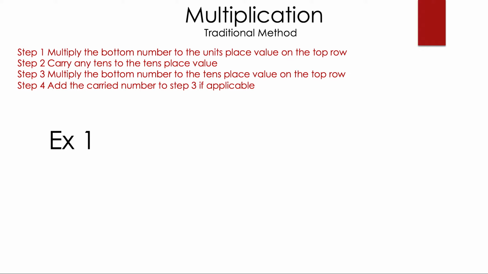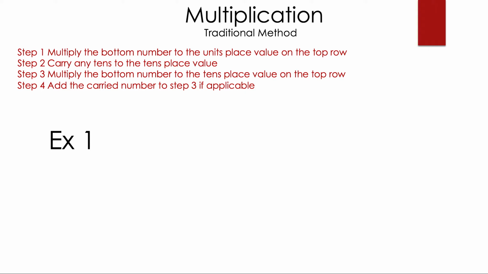Step 1, multiply the bottom number to the units place value on the top row. Step 2, carry any tens to the tens place value. Step 3, multiply the bottom number to the tens place value on the top row. Step 4, add the carried number to step 3 if applicable.